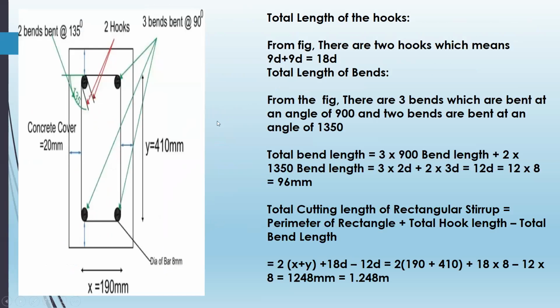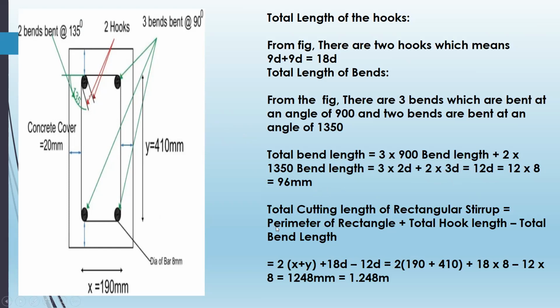Now, total length of the hooks. From the figure, there are 2 hooks, which means 9D plus 9D, 18D. Total length of the bends: from the figure, there are 3 bends at an angle of 90 degree and 2 bends at 135 degree. So total bend is equal to 3 into the 90-degree bend length plus 2 into the 135-degree bend length, that is 3 into 2 dia plus 2 into 3 dia, which is equal to 12 dia. 12 into 8 mm is equal to 96 mm.